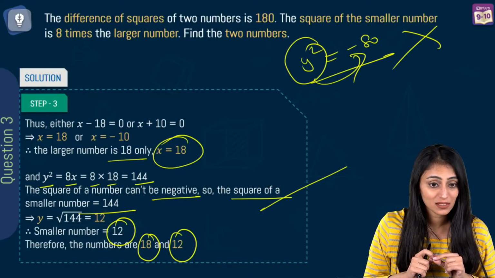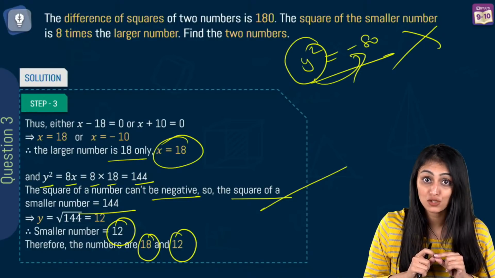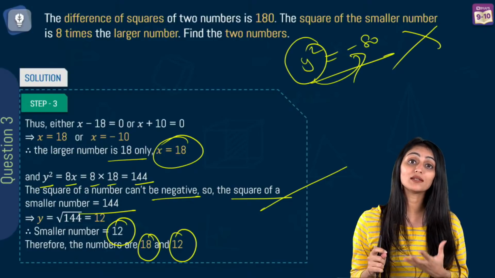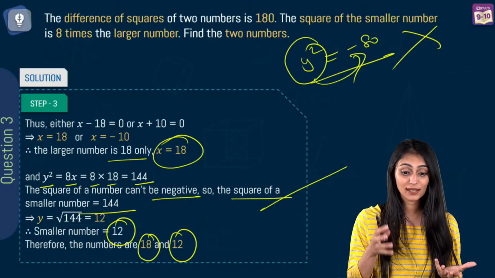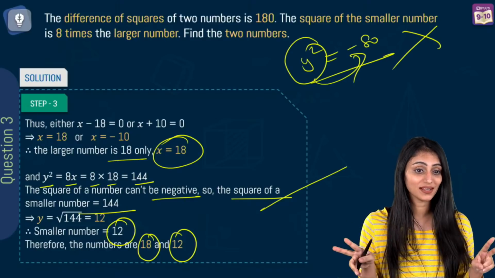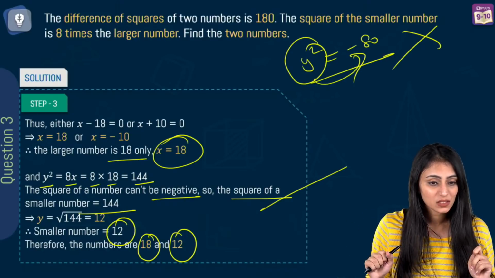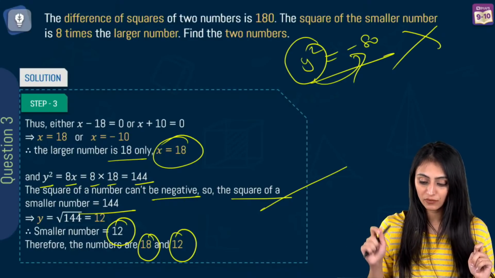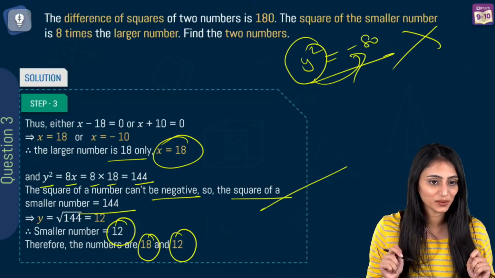Ma'am, is exemplar the same as NCERT examples? No, NCERT exemplar is a separate book. NCERT examples are the examples which are given in your NCERT. These are two different things. Yes, a small revision of circles, definitely. We will be covering questions of circles as well today.